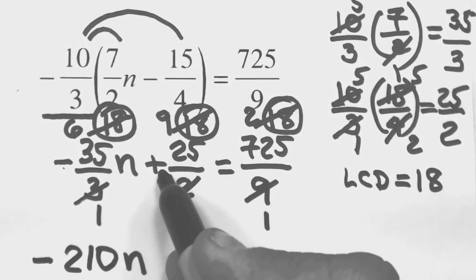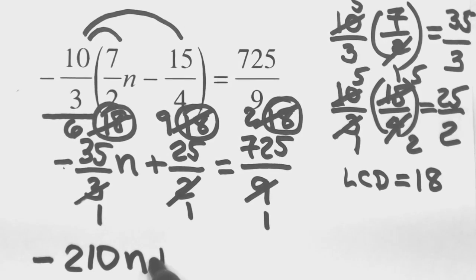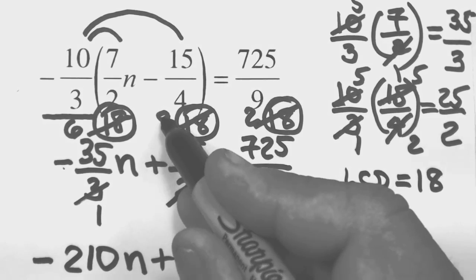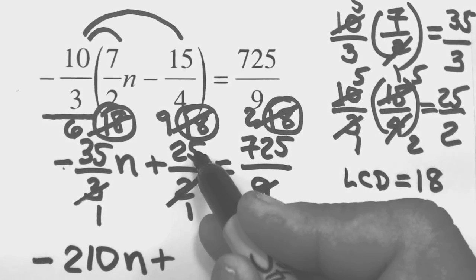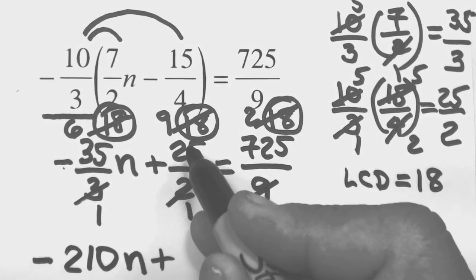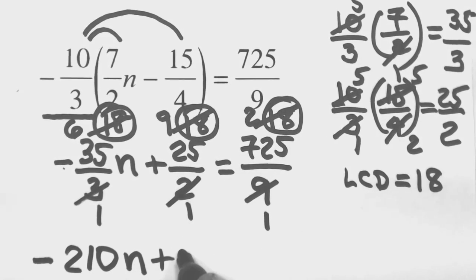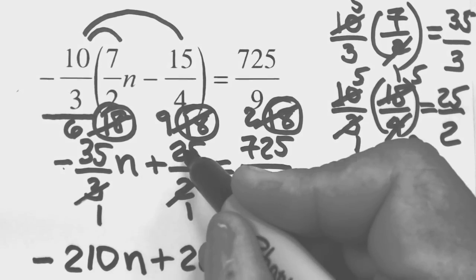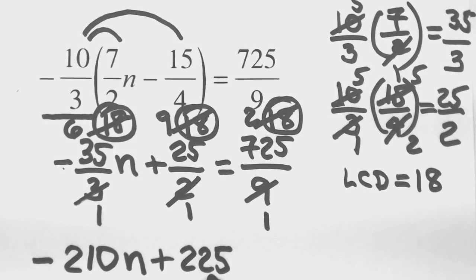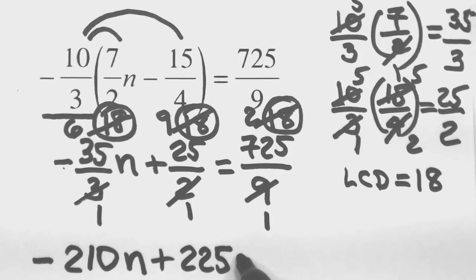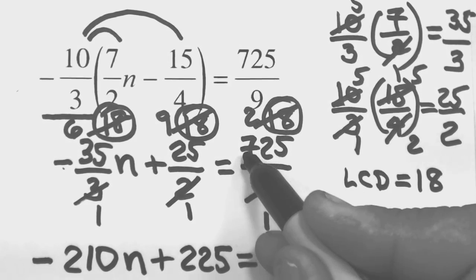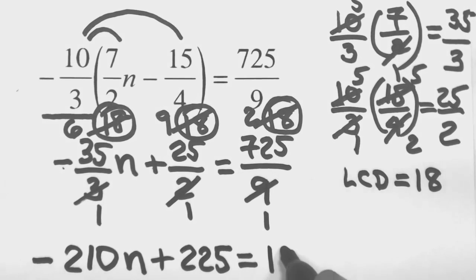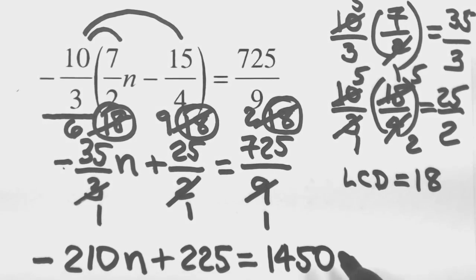Okay, the next guy here is positive 9 times 25. Well, 10 times 25 would be 250, so 9 times, it's just got to be 25 less. So that should be 225. So plus 25 times 9, 225. Okay, over here on the right, we have to take 725 times 2. Well, that's going to give me 1450.